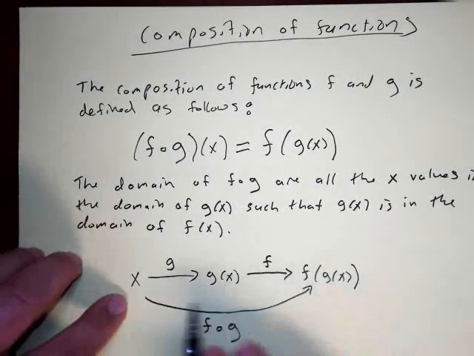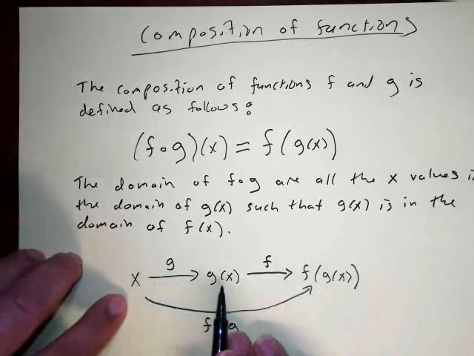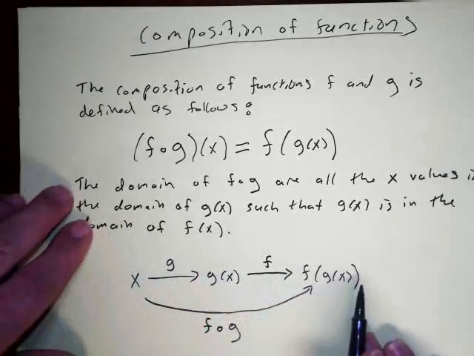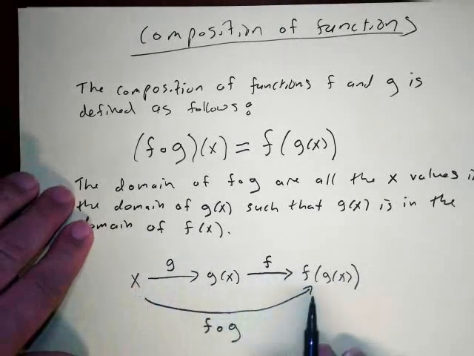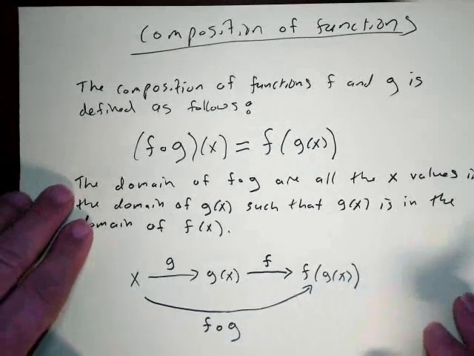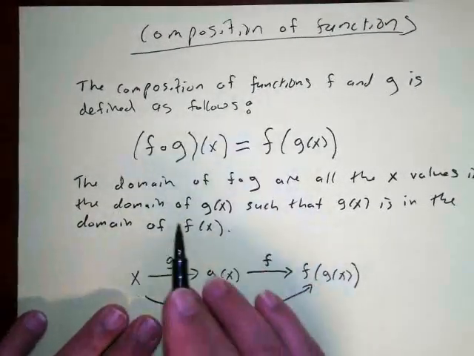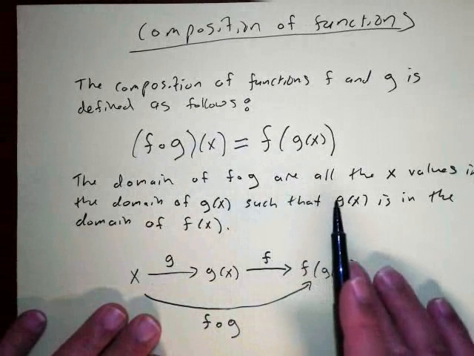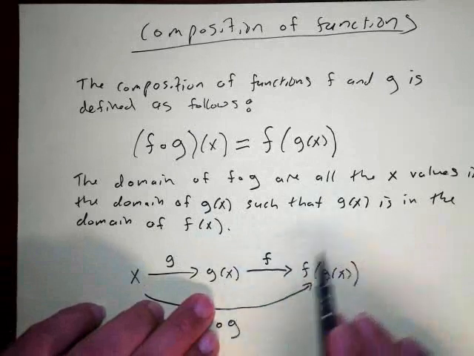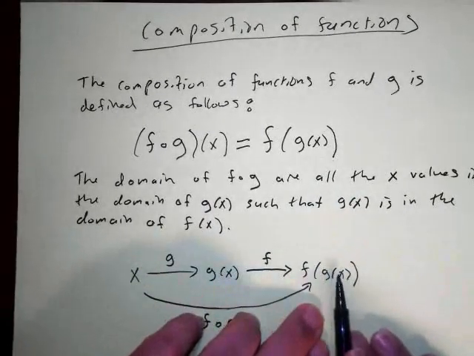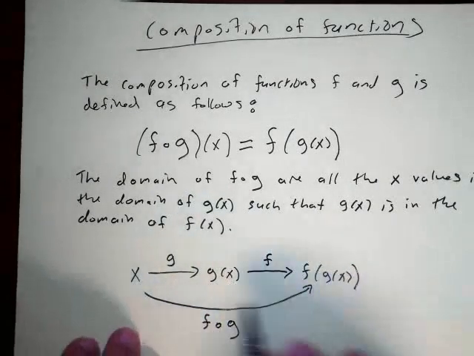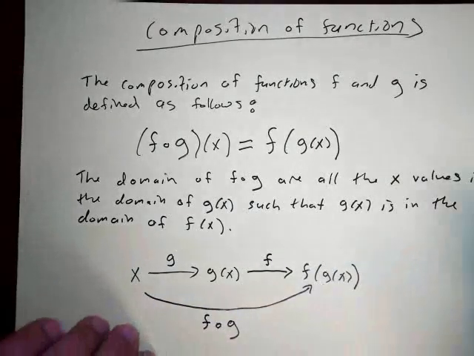So if you wrote it like this, you take x, apply g to it, and get g of x, then apply f to g of x, and get f of g of x. And you can do it all in one step by doing f compose g of x. You do have to restrict the domain sometimes, because the domain of the composition is all the values in the domain of g such that g of x is actually in the domain of f. You can't take an x and get a g of x that's not in the domain of f, if that makes sense.